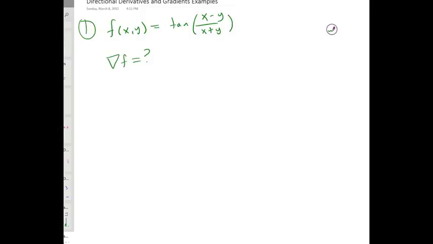We're going to do some examples for directional derivatives and gradients. So, our first example, we have f of x y equals tangent of (x minus y) over (x plus y). We want to find the gradient. So we have to find our x derivative. We use the chain rule: secant squared of (x minus y over x plus y) times the derivative of the inside.